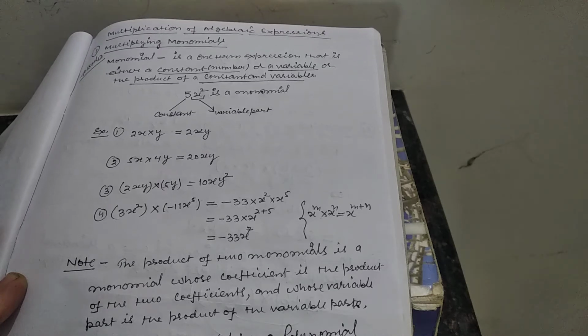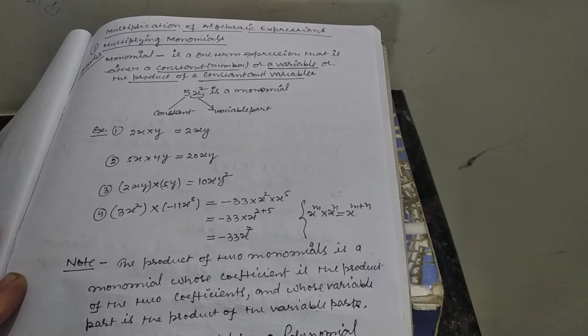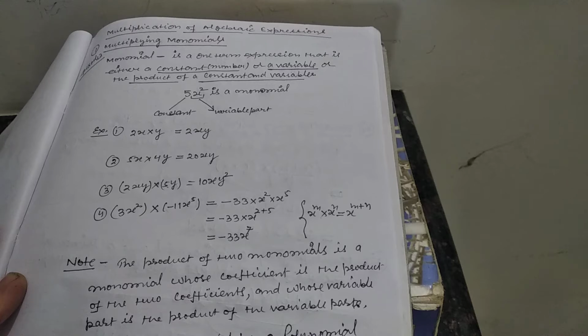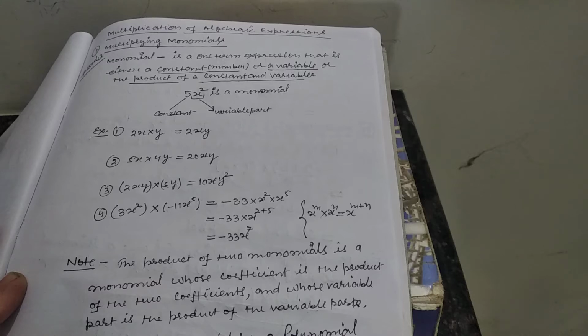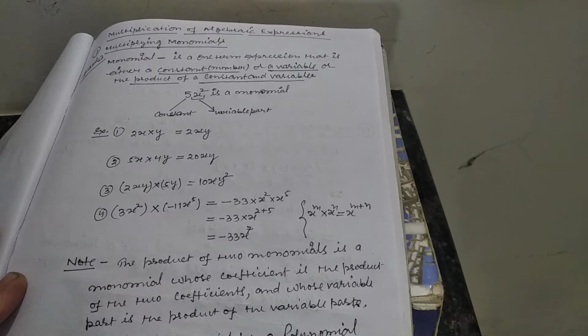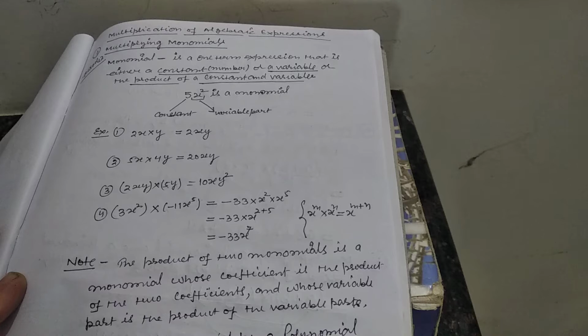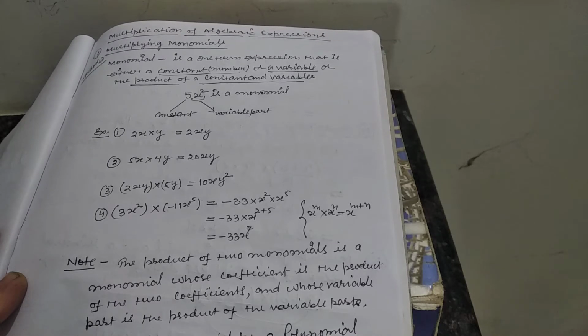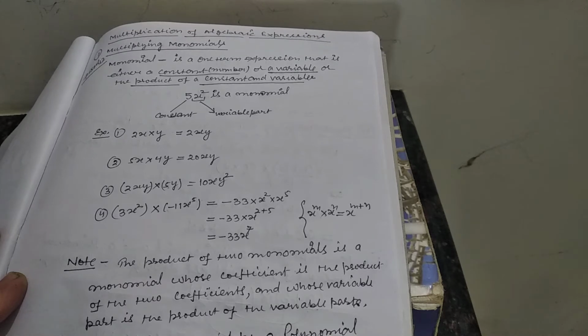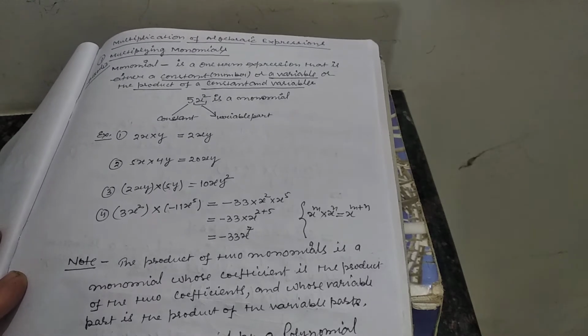Good morning, students. Today I am going to start a new topic, that is algebraic expressions and identities of chapter number 9, and the topic name is multiplying monomial. So now, before going into the detail, we will first know about the monomial.